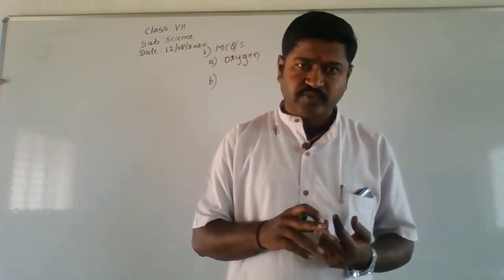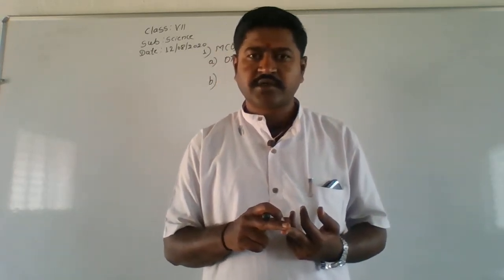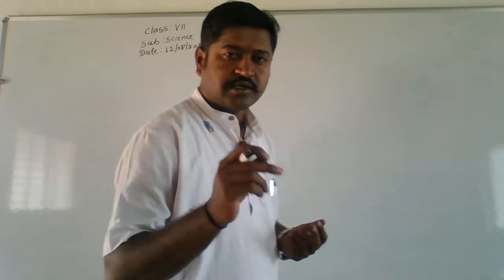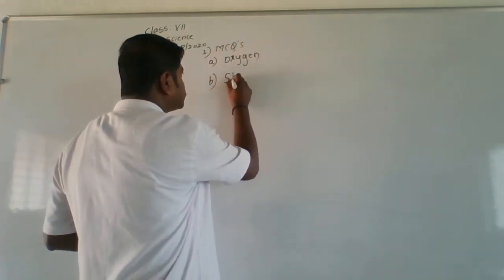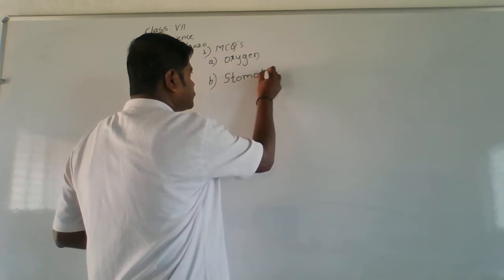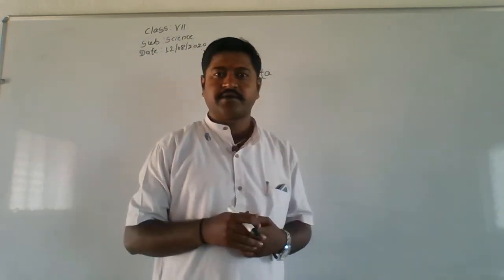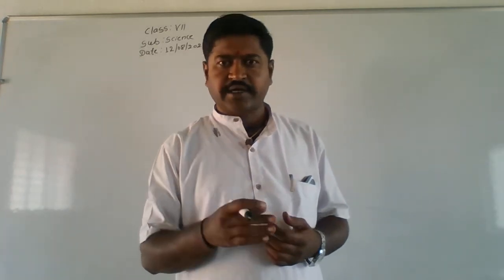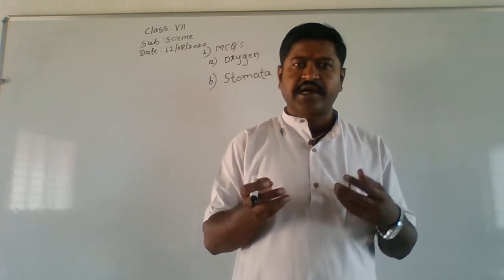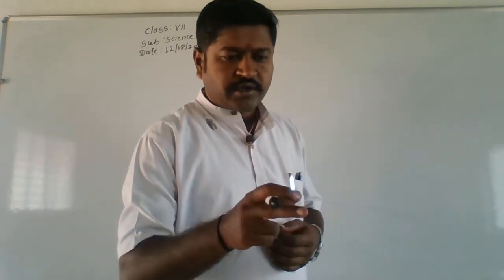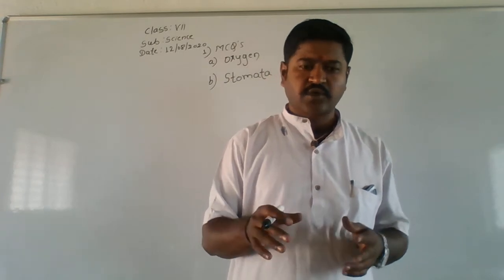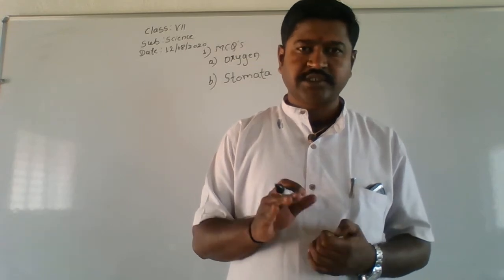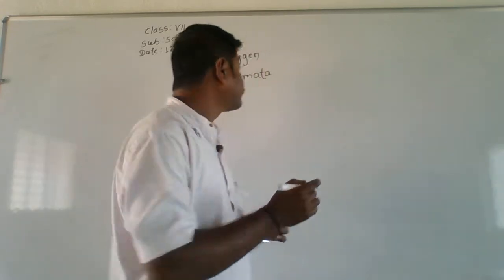Will it enter by xylem? No, xylem is the one which transports water. And then stomata. Yes, the answer is stomata. There are tiny pores on the leaves. They are called stomata and through them carbon dioxide enters the leaves. Root hairs? No. Then none of these. So the answer for carbon dioxide enters the leaves through is stomata. Is this clear?